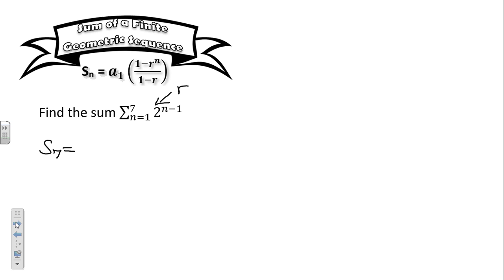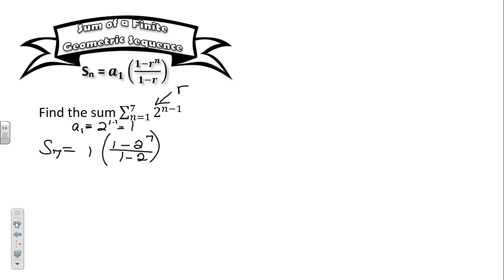Okay, that means that we need to know the first term. So we're going to plug in 1. A sub 1 will be 2 to the 1 minus 1. Anything to the 0 power is 1. So A sub 1 is 1. So we're going to take that 1 times... Now let's do it. 1 minus, what's our ratio? 2 to the nth power, 7 terms, right? Over 1 minus 2.